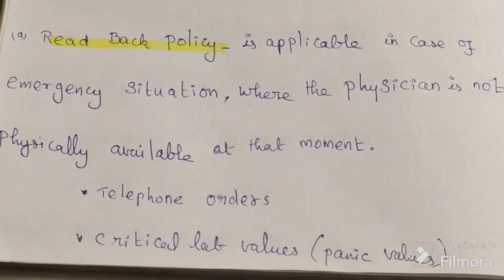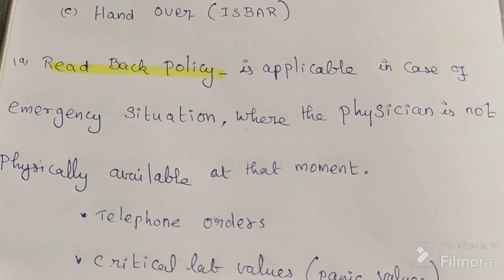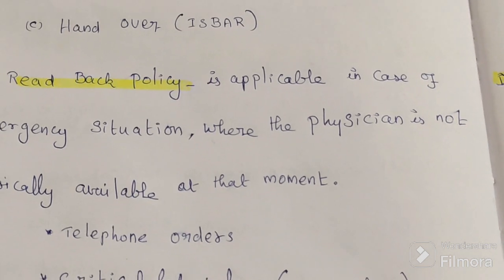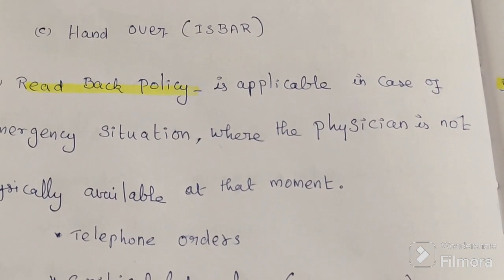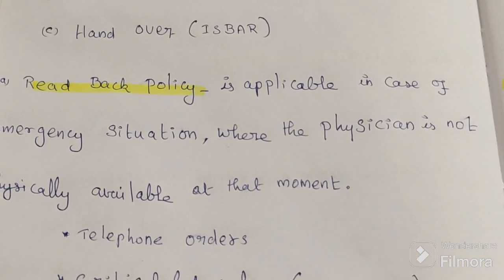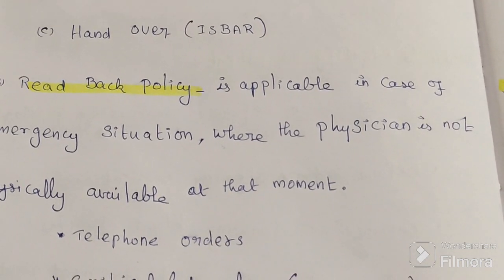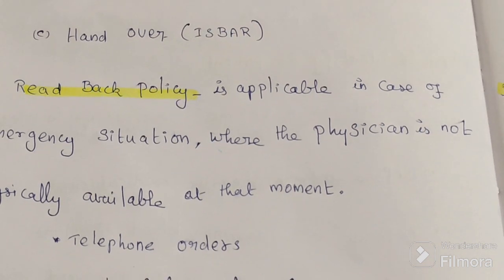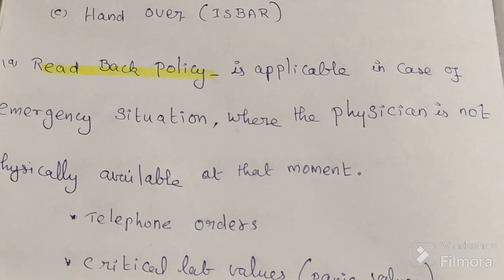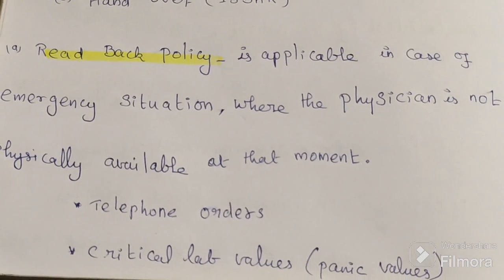And the second one is critical lab value, otherwise known as panic value. You are sending some blood investigation to the lab, and if the result is lower or higher than the normal range, that is known as panic value. In such a case the lab technician may call you and inform. So in these two situations, telephone order and critical lab value, read back policy is applicable.